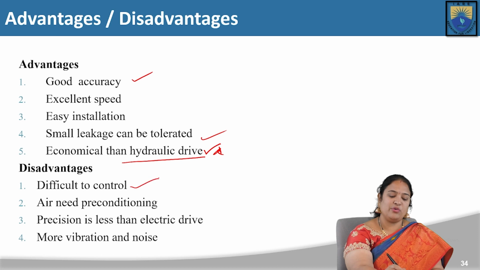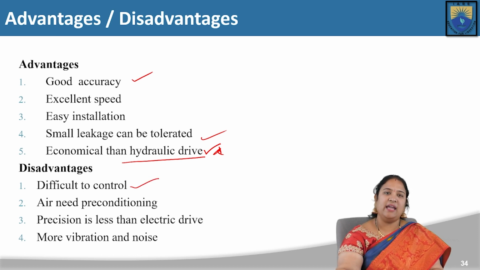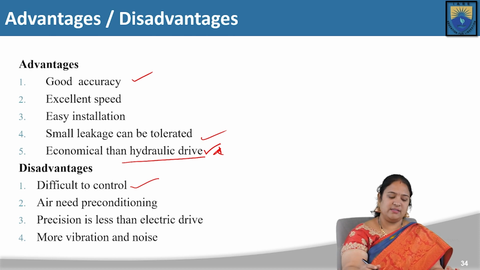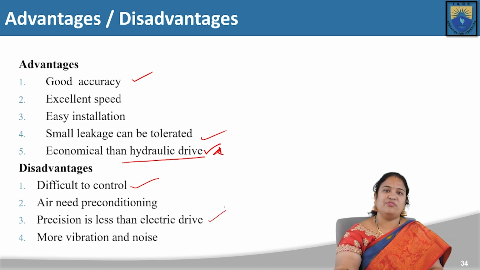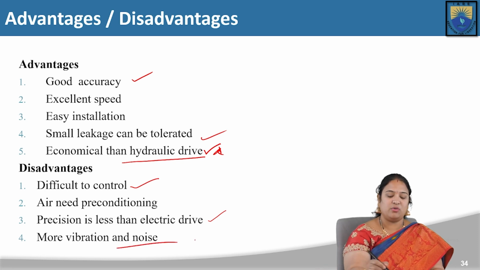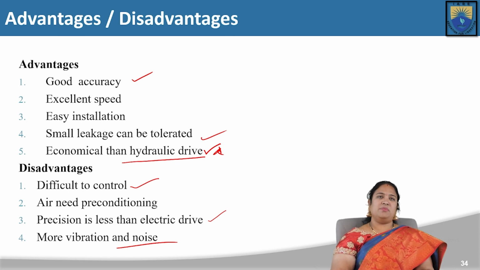This particular type of robot is difficult to control, and the air needs preconditioning. The air being sucked into the system should be preconditioned, then only the movement of the piston will be done easily, or else the piston movement will not be done easily. And its precision is less than that of the electric drive, and it vibrates and gives a larger noise, which is one of the main disadvantages in this particular type of system. It gives more vibrations and more noise. Okay.